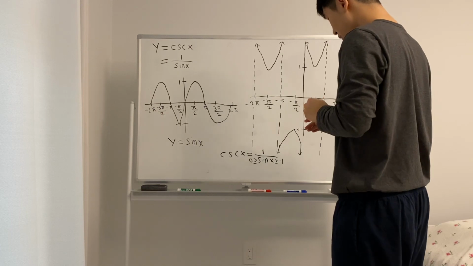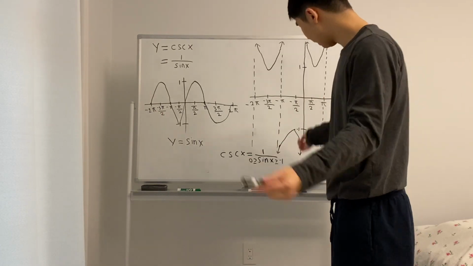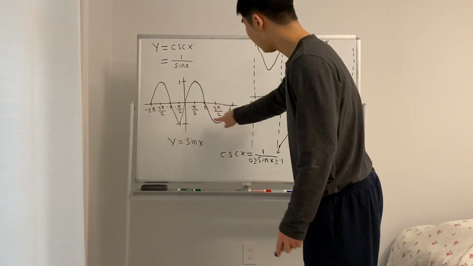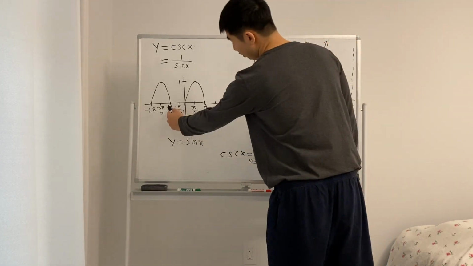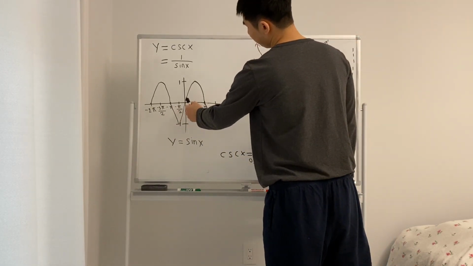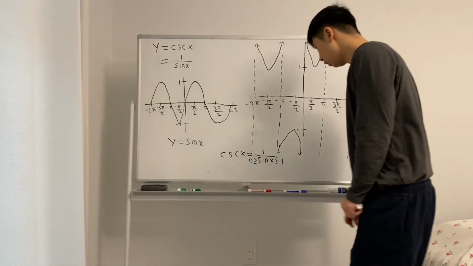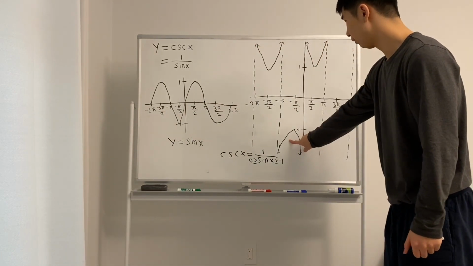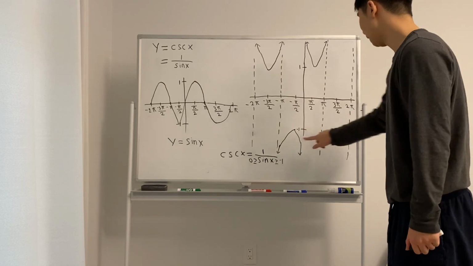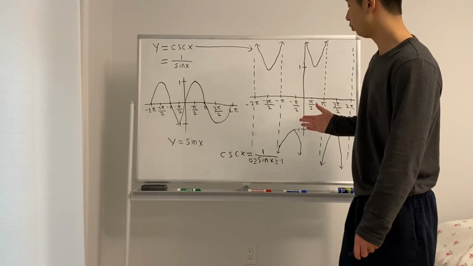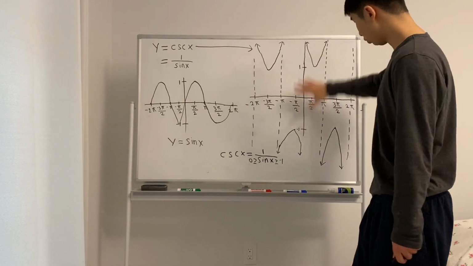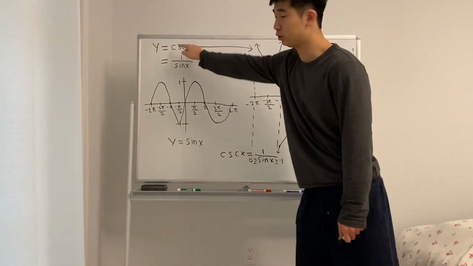And finally, between pi and 2 pi, the points are negative on the sine graph, just like they were between negative pi and 0. Since we already know what the cosecant graph looks like between negative pi and 0, it's going to look the same between pi and 2 pi. So basically, this whole thing here is the cosecant graph.